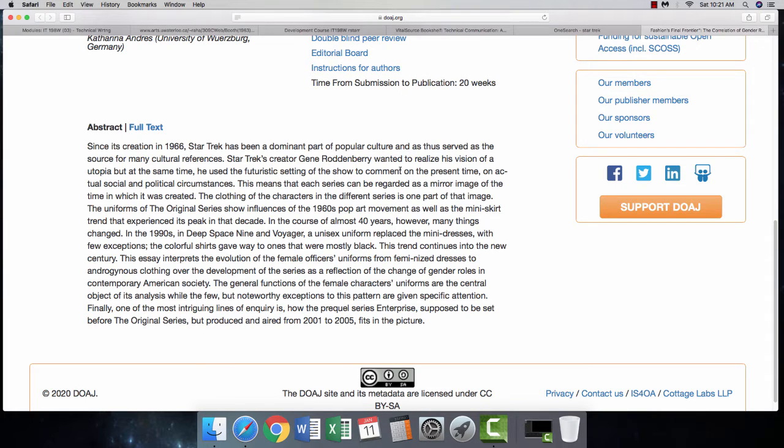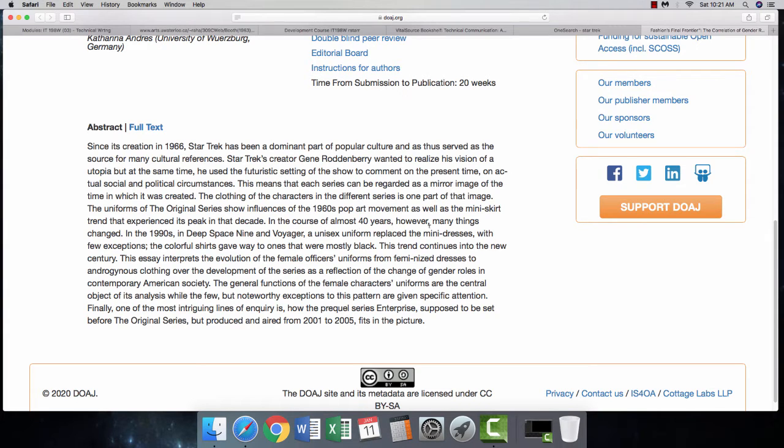"Star Trek's creator Gene Roddenberry wanted to realize his vision of a utopia, but at the same time he used the futuristic setting of the show to comment on the present time, on actual social and political circumstances. This means that each series can be regarded as a mirror image of the time in which it was created. The clothing of the characters in the different series is one part of that image. The uniforms in the original Star Trek series show influences of 1960s pop art movement, as well as the miniskirt trend that experienced its peak in that decade."